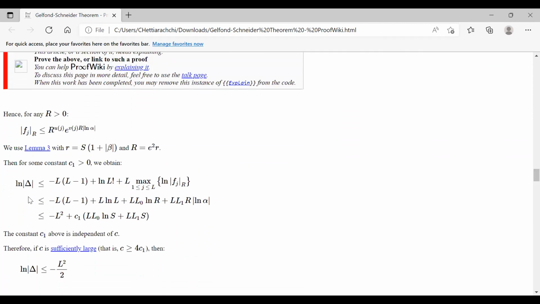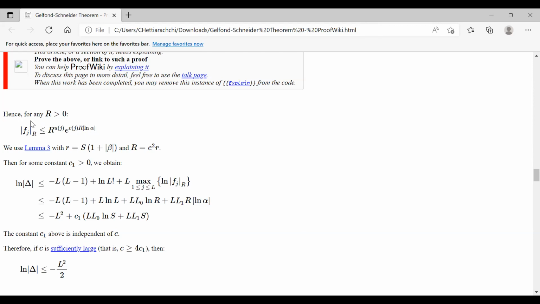This one: ln of absolute value of delta is less than or equal to L minus L1 plus ln of factorial L plus L times the maximum of these ln of fjr, going from j equals 1 through L. So this is the same as above, minus ln minus 1, and this will be ln L factorial, because by factorial we are adding ln 1, ln 2, ln 3 all the way to ln L, which is less than L times ln L plus L, L0 ln R, L1 R ln alpha.